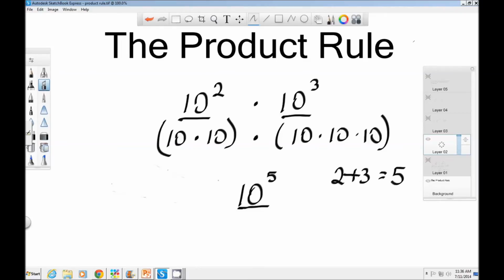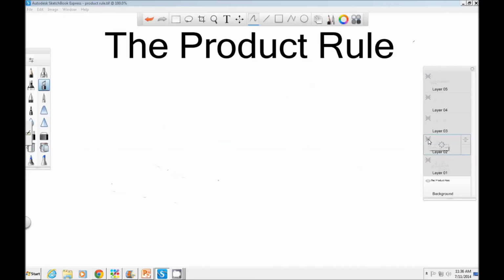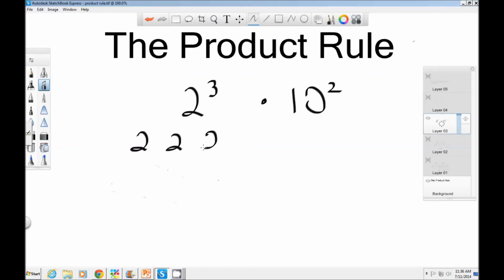You're probably thinking this is going to be easy because we can leave the bases alone and just add our exponents together, and that's really your shortcut. But there's one slight problem. What if we had a problem where it's 2 to the 3rd power times 10 to the 2nd power? What is 2 to the 3rd power really? It's 3 2's, so 1, 2, 3 2's in a multiplication problem. And 10 to the 2nd power is 2 10's being multiplied together.